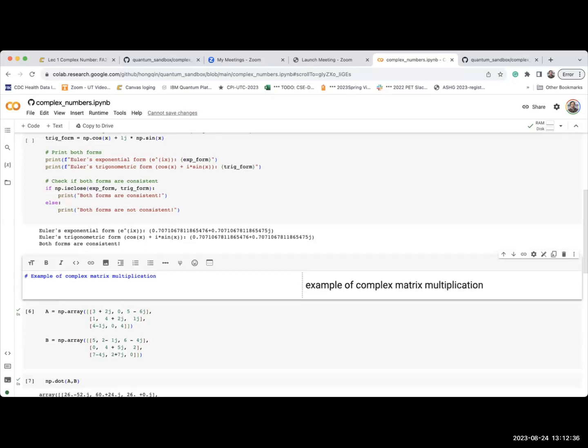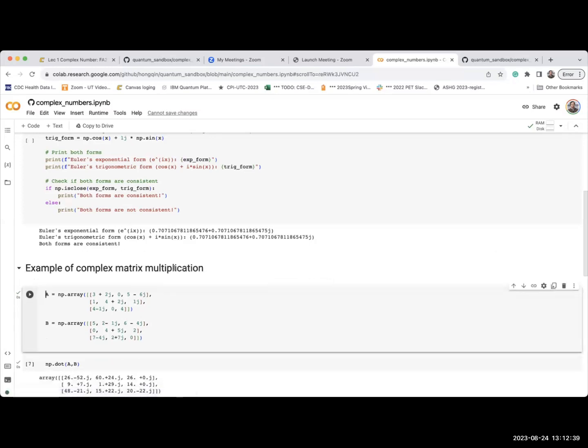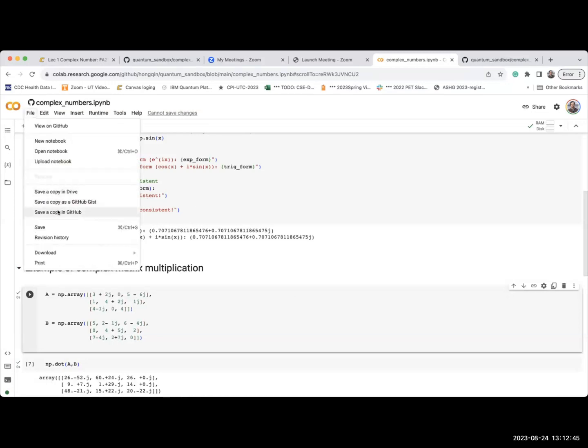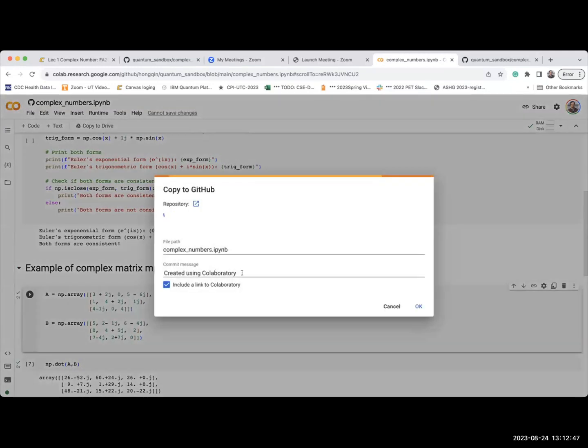Here's the example of a complex matrix multiplication. But how do I save this? I can just save this back into my GitHub, and it will be updated there. So, complex matrix multiplication. Added there.